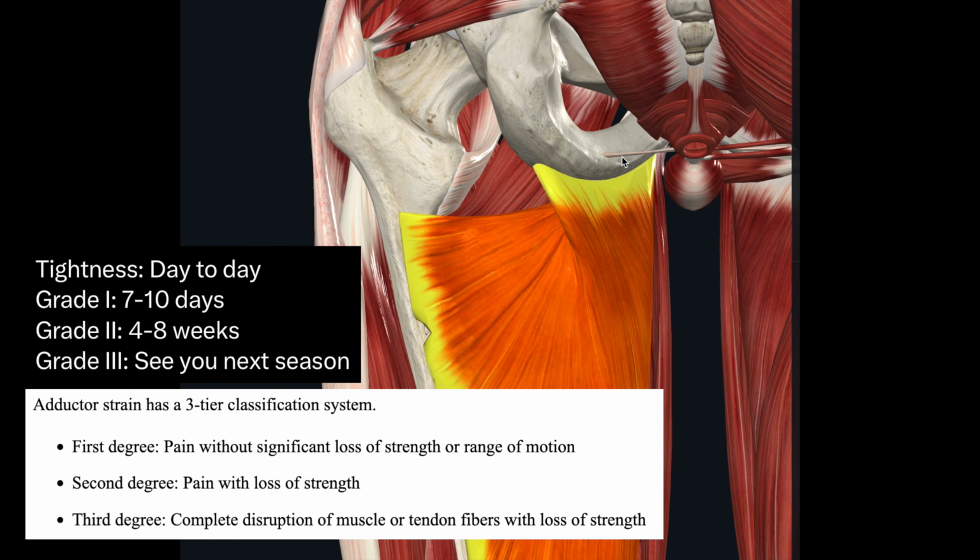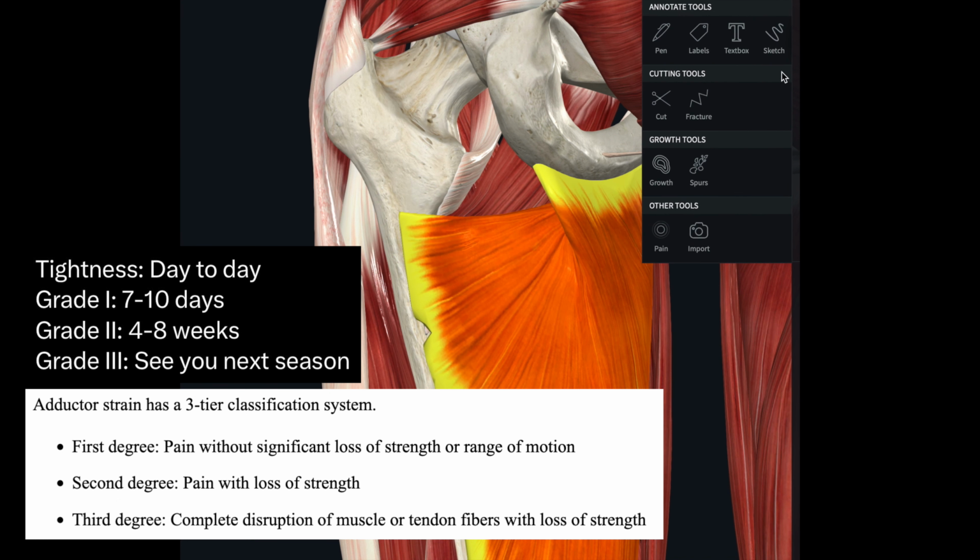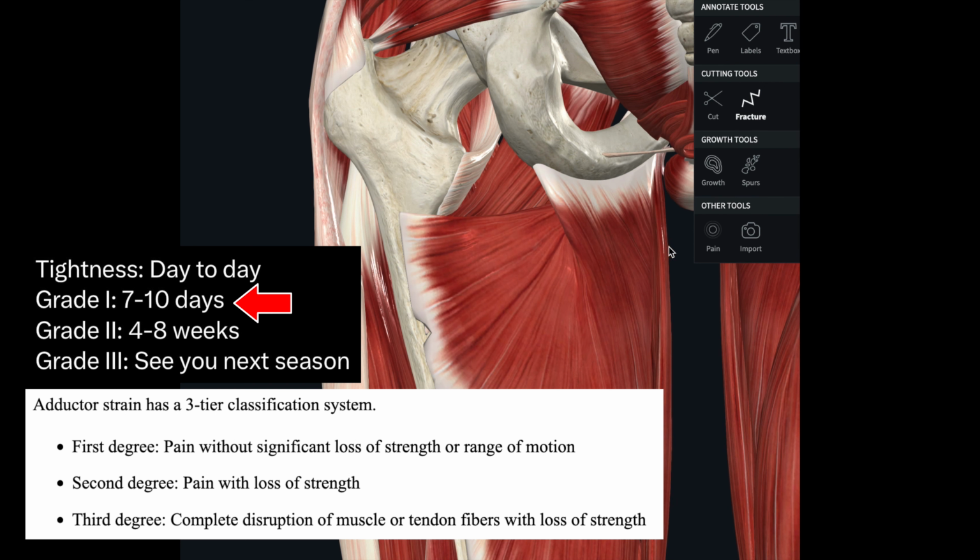An adductor strain has a 3-tier classification system. You have a grade 1, a grade 2, and a grade 3. And unfortunately, the healing times for this type of injury aren't very short. A grade 1 can take anywhere from 7 to 10 days, which by the sounds of CP3's first MRI, it appears this is what we're looking at.